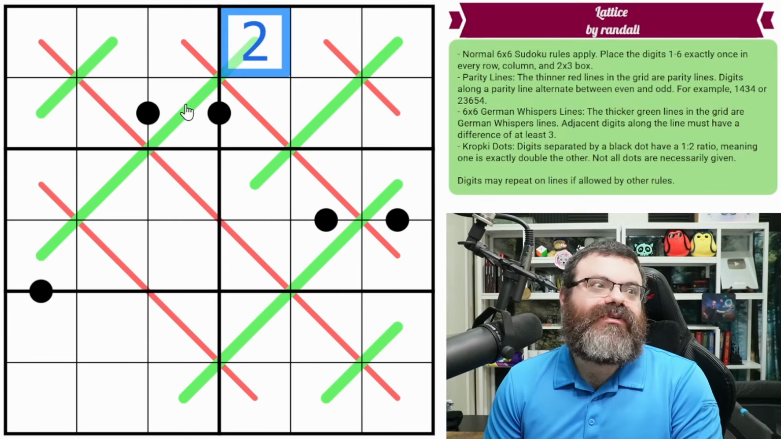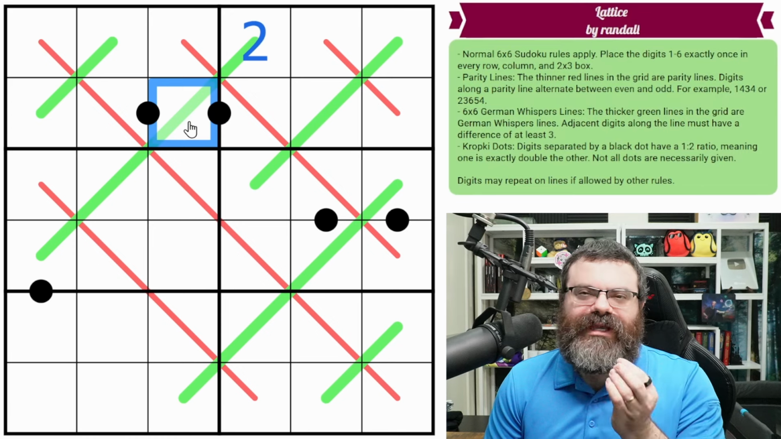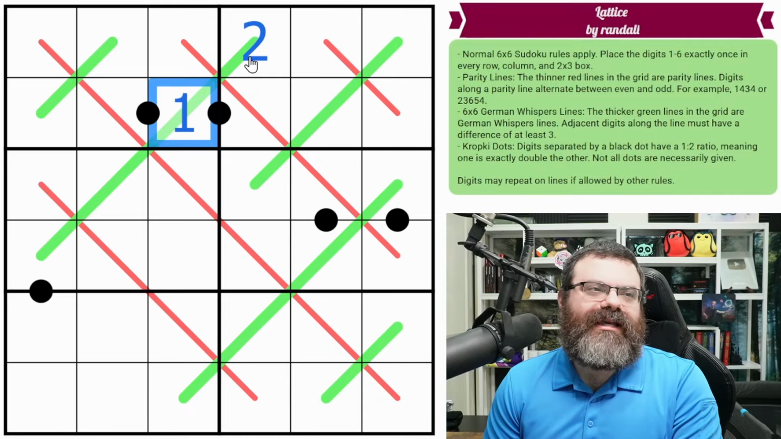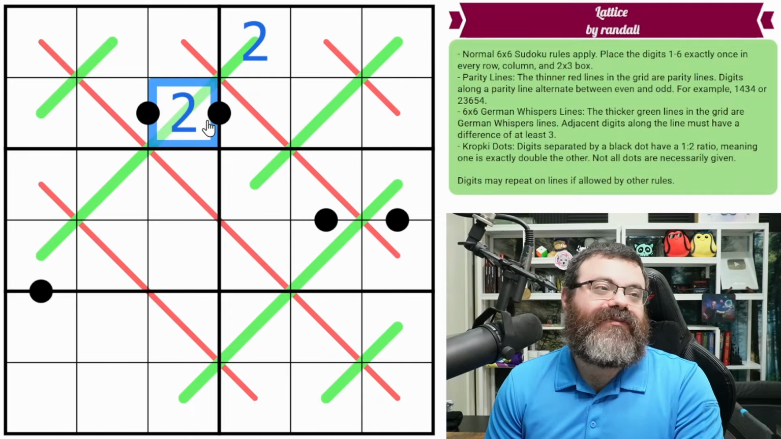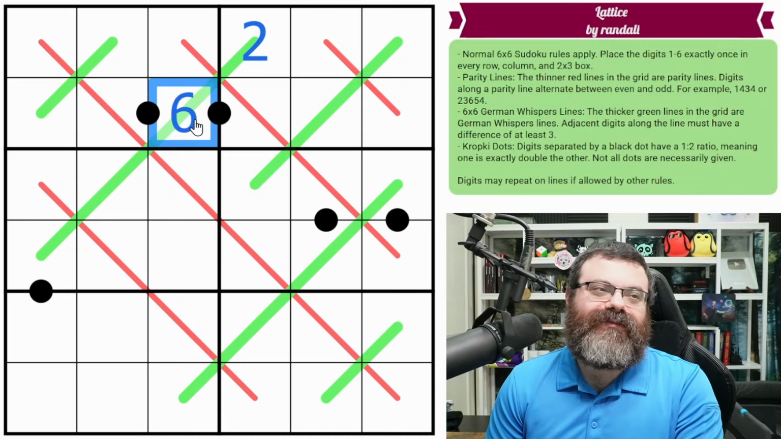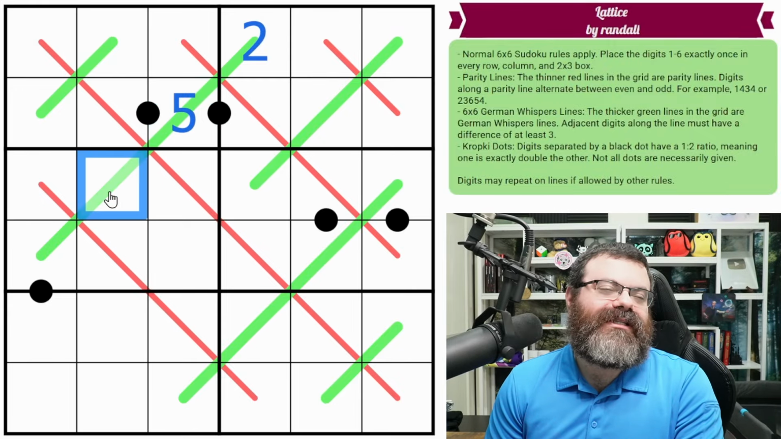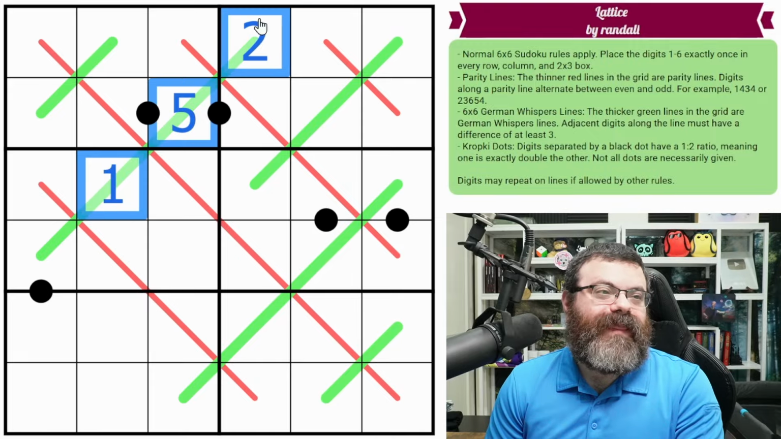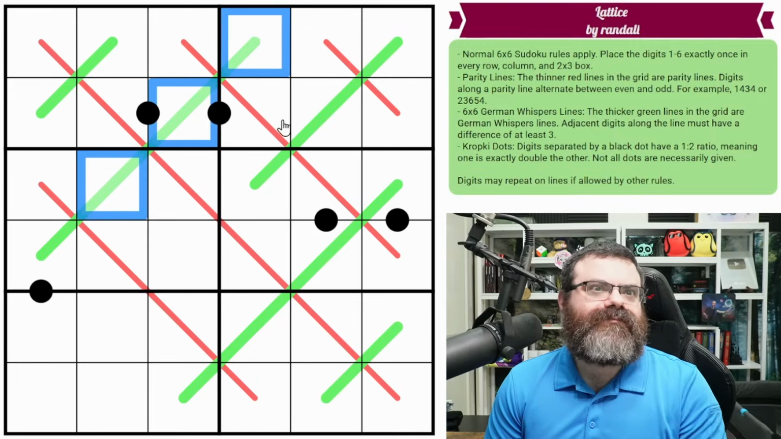So if this was a 2, what digits have at least a 3 difference from 2? Well, 1 has a 1 difference, 2 has a 0 difference, 3 has a 1 difference, 4 has a 2 difference, 5 has a 3 difference. So 5 works, and 6 has a 4 difference, so 6 works. So the answer is 5 or 6. And then from there, we need to have at least a 3 difference from, say, this 5. We could go down to 1, for example. That would be fine. So we just keep going like that.